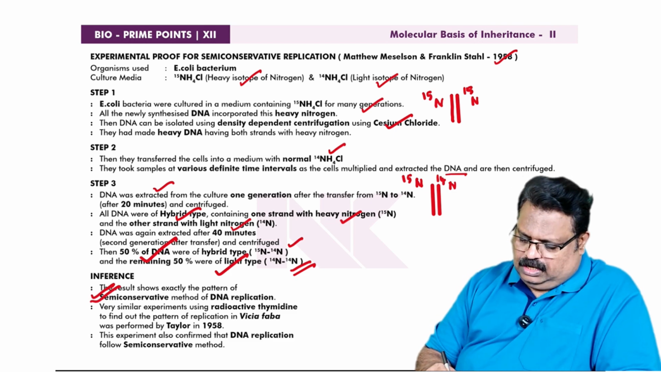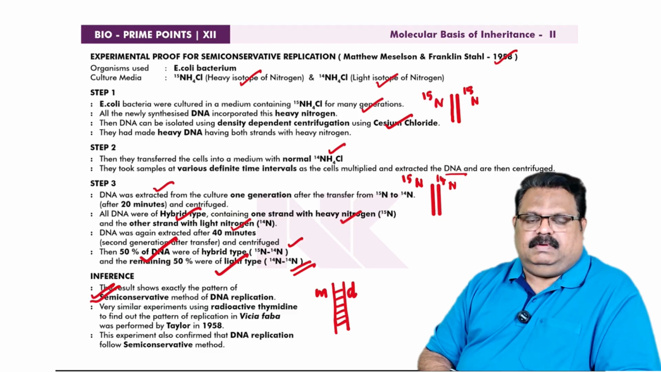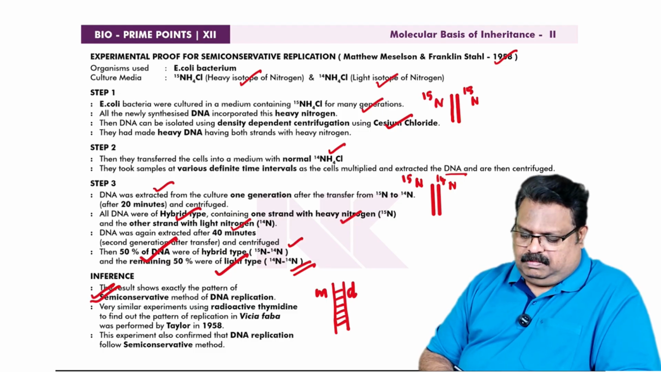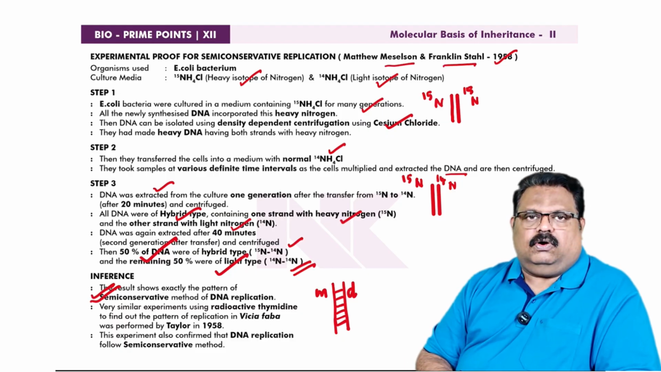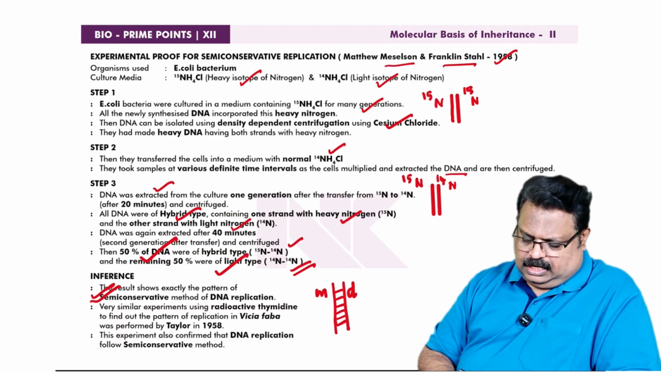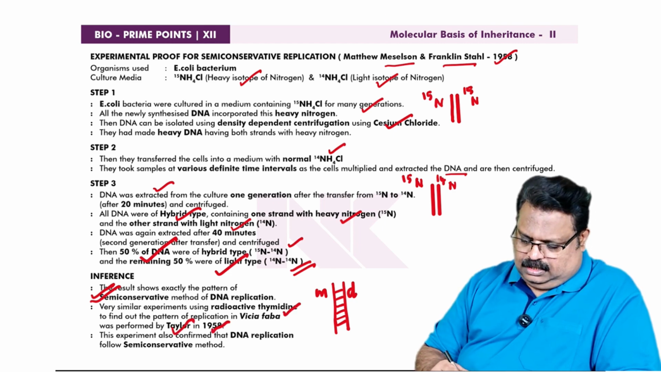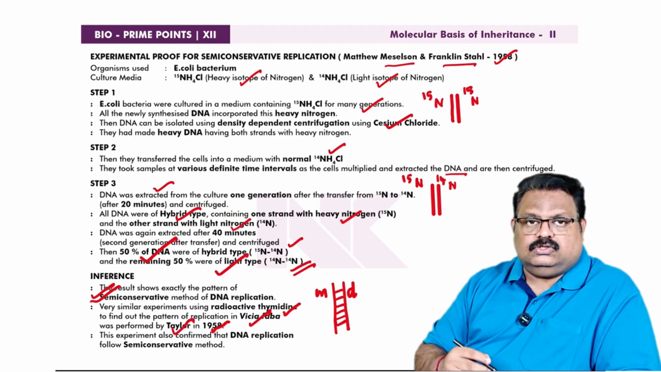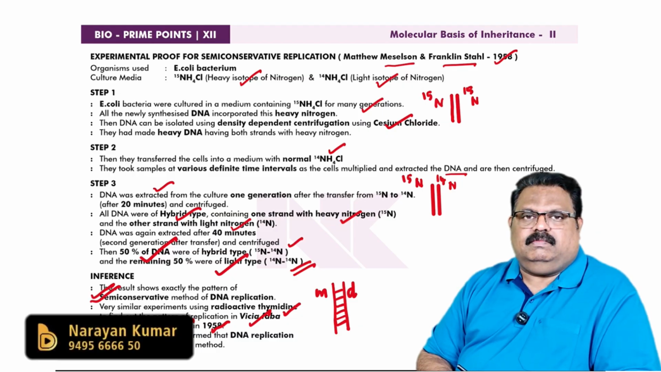What is semi-conservative? Out of the two strands in the DNA, one strand will be maternal, that is taken from the mother DNA, and the other strand will be the newly synthesized daughter strand. And this process is called semi-conservative DNA replication. The mechanism was very well explained by the experiments conducted by Meselson and Stahl. A similar experiment was conducted using radioactive thymidine by Taylor in the year 1958 in a plant called Vicia faba. So both these experiments proved that DNA replication is by a semi-conservative mechanism.